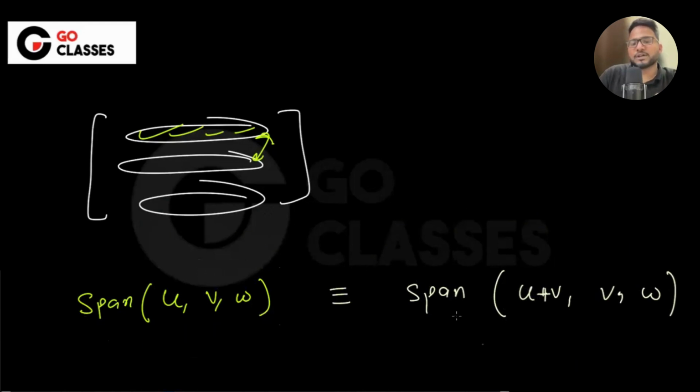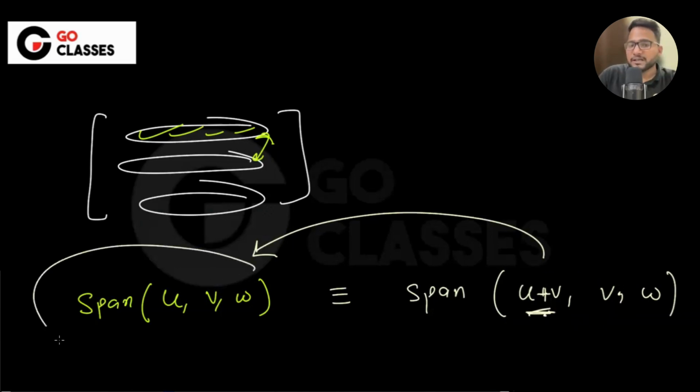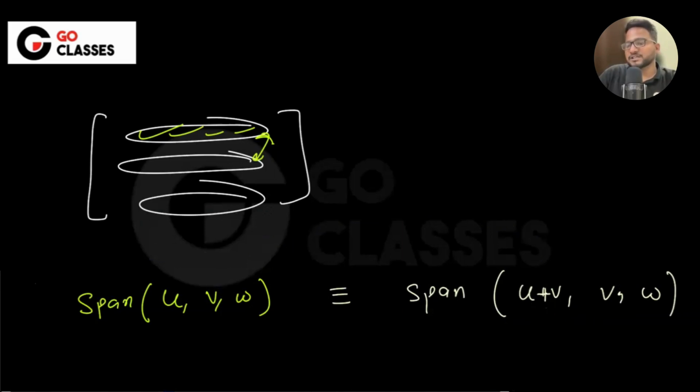Why? Because if you're not very much convinced, first you can produce this, I mean, from here U plus V. First you can take this linear combination, and you can produce these three vectors, and then obviously whatever they can produce, you can always produce this, right? So basically the span is the same.